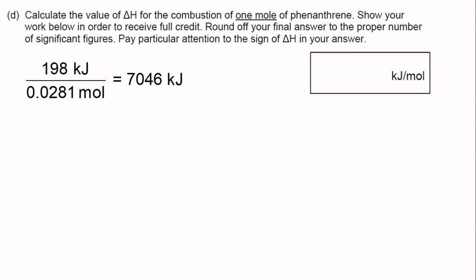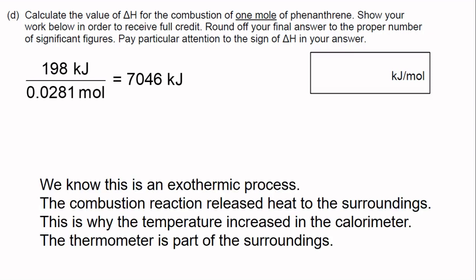Well, remember, it's an exothermic reaction. An exothermic reaction is going to release heat to the surroundings. This is why the temperature increased in the calorimeter. The thermometer is always part of the surroundings. Therefore, the answer is negative 7,046. I'm rounding off to 3 significant figures. So negative 7,050 is the answer to part D. And we know that the sign of delta H is negative for an exothermic process, so be careful about that.